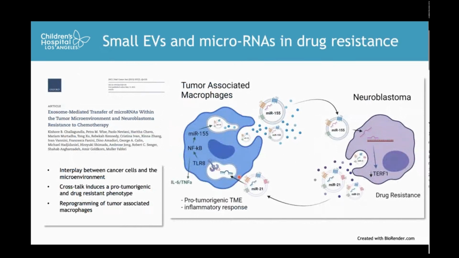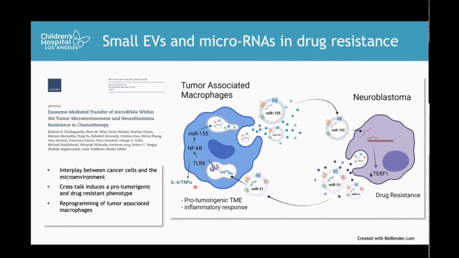This first one by Dr. Challagundla was an analysis of the interplay, the crosstalk between neuroblastoma and tumor-associated macrophages. And we found that neuroblastoma cells secrete high levels of miR-21, which is considered an oncomiR, secreted into their exosomes. These exosomes are then taken up by the tumor-associated macrophages. The miRNA is released in the endosomal compartment, where it finds the RNA sensing receptor TLR8.